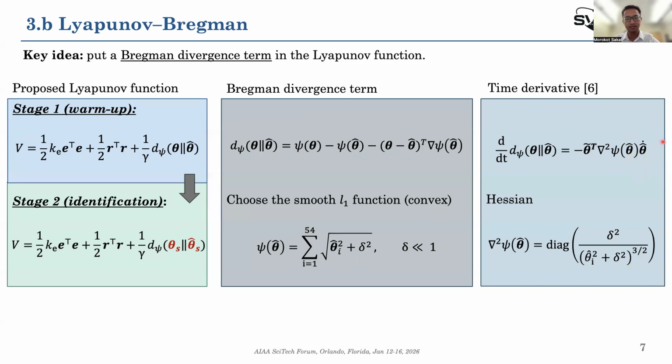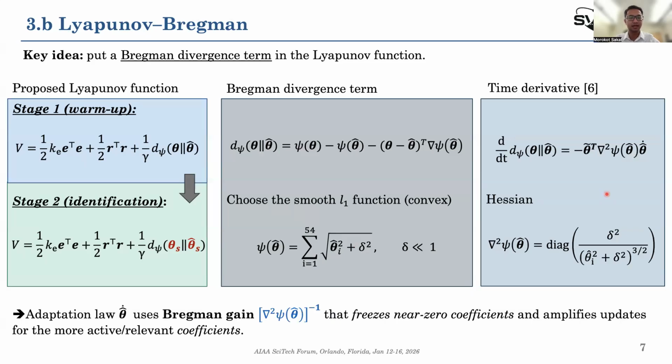And we need to propose this rate of change, which we call the adaptation law, that I will talk about in the next term. But the key idea from this is that when we propose this adaptation law, or the rate of change of this estimation, it will depend on the inverse of this Hessian that we call the Bregman gain. And this Bregman gain will help us freeze the zero coefficient that is not important and will amplify the update of the more active term, make it adjust more, so that it can separate between the zero coefficient and the active coefficient. So let's look into that.